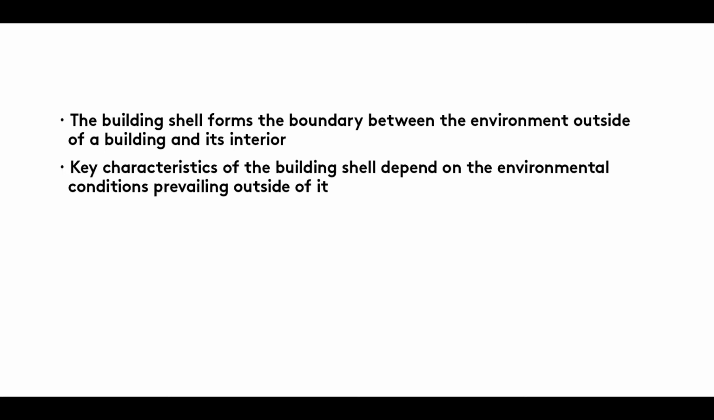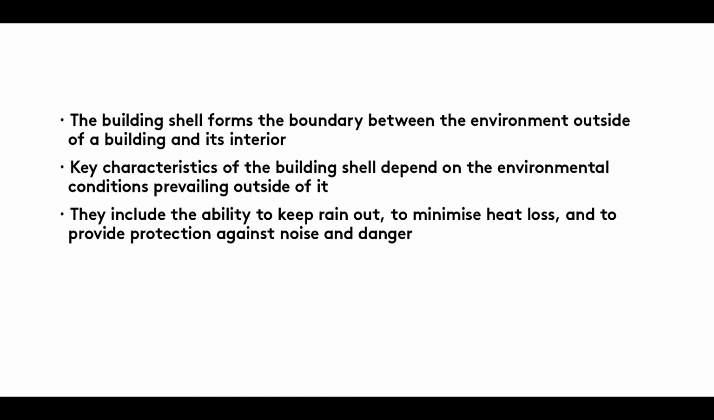Summary: the building shell forms the boundary between the environment outside of a building and its interior. Key characteristics of the building shell depend on the environmental conditions prevailing outside of it. They include the ability to keep rain out, to minimize heat loss, and to provide protection against noise and danger.